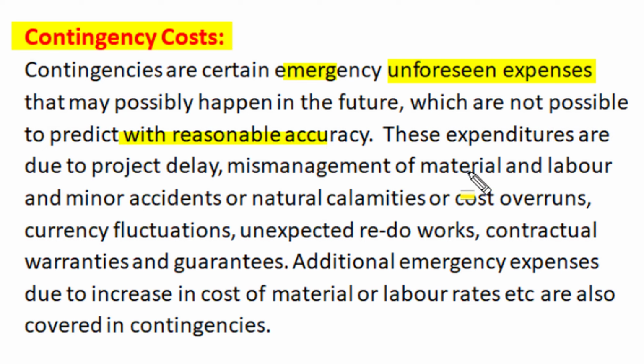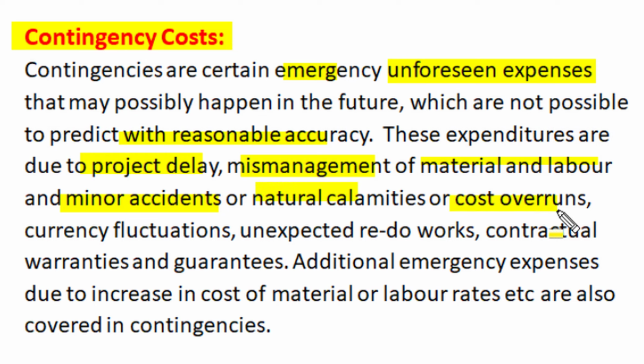These contingency costs or expenditures include costs caused by project delays or by mismanagement of material and labor, or minor accidents in project execution, or some natural calamities, or cost overruns in terms of material cost or labor cost. Sometimes even currency fluctuations may cause variation in project cost. There may be errors in some execution or planning, and that involves some redo works, and such unexpected redo works need some cost.